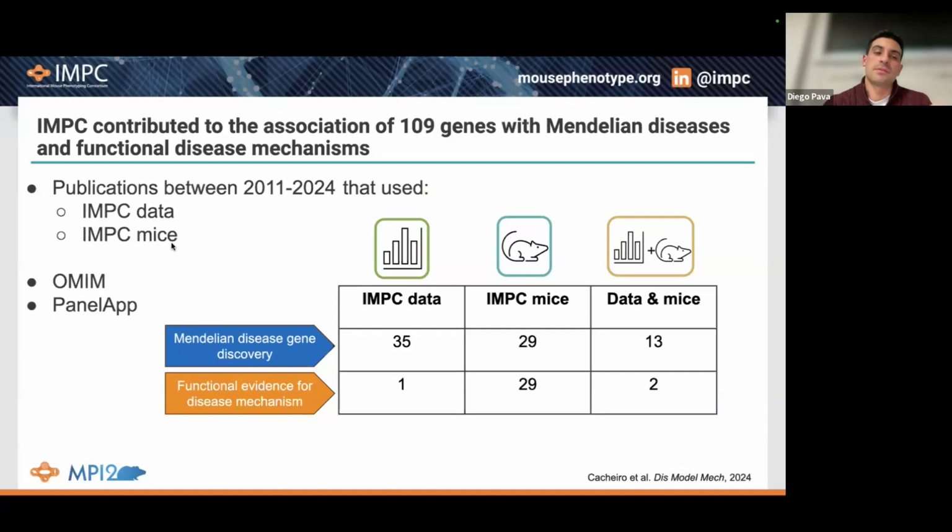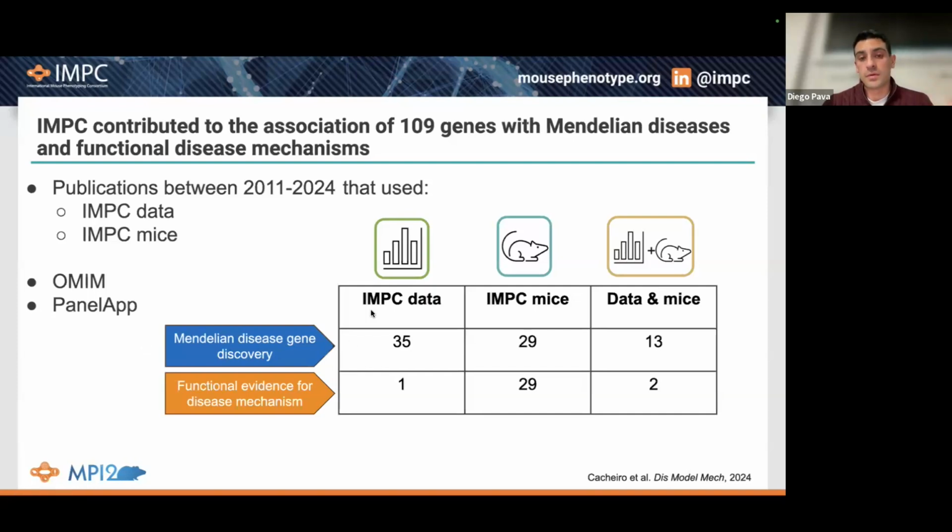And then with those publications being curated, we went and consulted sources that dedicate to curate those gene disease associations, such as OMIM and PanelApp. And we wanted to see if those publications that we curated were present in the body of evidence either of these two entities use to establish such relationships. From the corpus of papers that we found, we categorized them into two different categories. The first one is Mendelian disease gene discovery, and the second one was functional evidence for disease mechanisms.